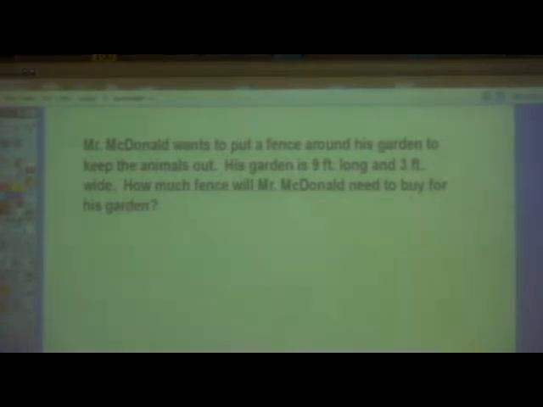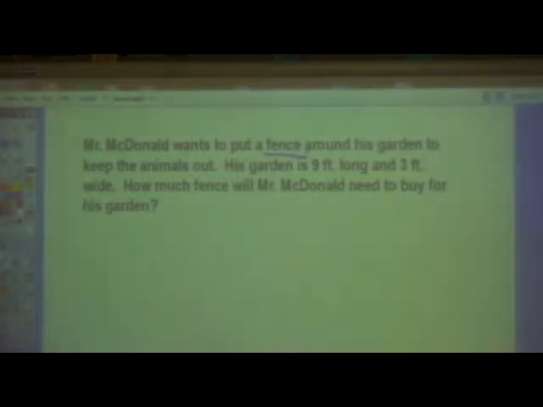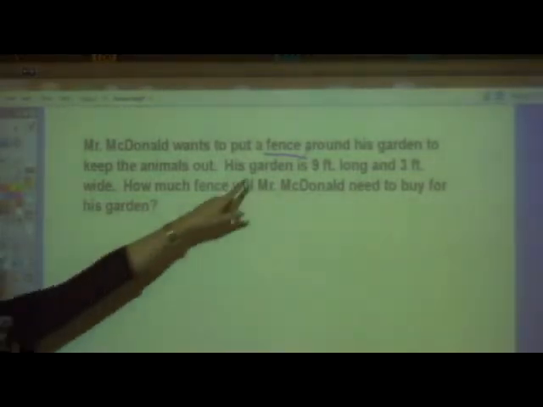So we train them to read the story. Then they're supposed to go through and find their important information. Well, let's see. I would want them to recognize that we are talking about a fence. And I'd ask them, okay, where is a fence? So where would a fence be? If you're going to fence in a garden, you're going to put the fence in the middle of the garden or around the garden? Around. Okay, so the fence is going to go around. So that's a key word.